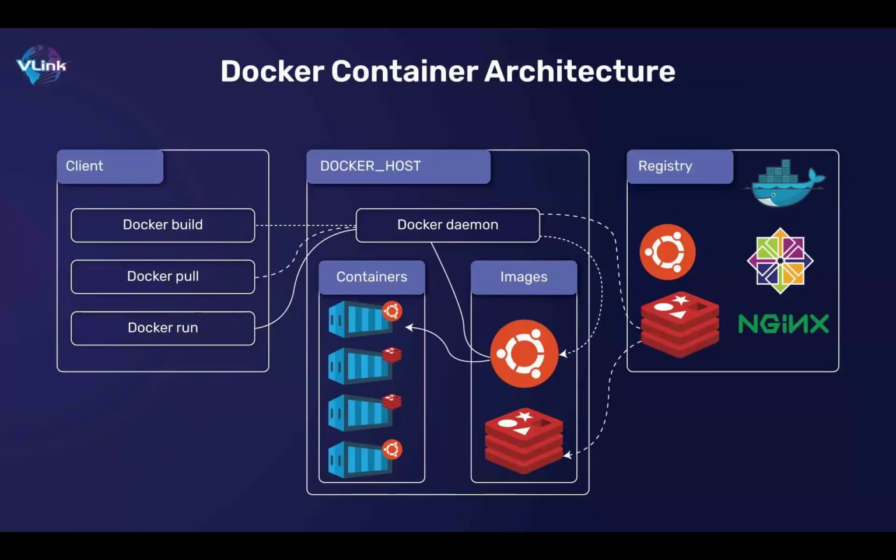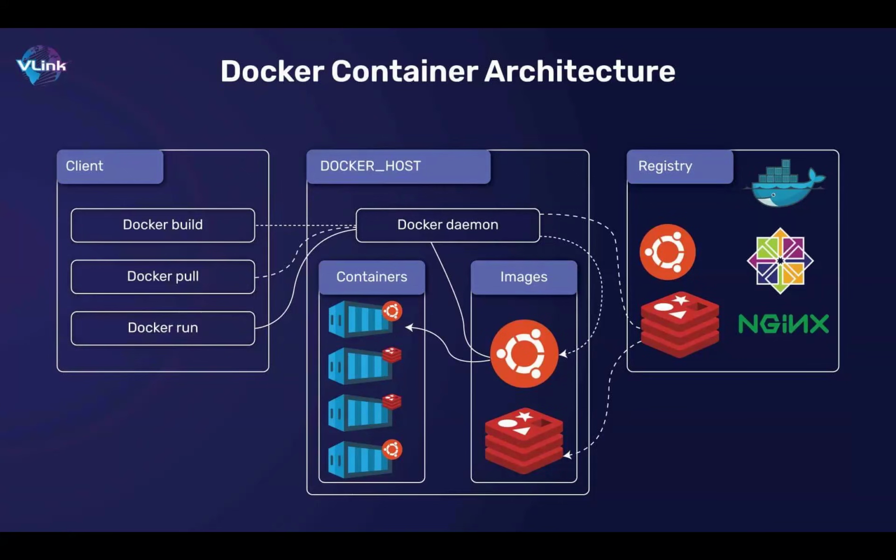Let's understand the architecture, how Docker actually works. Docker has a couple of commands: Docker build, Docker pull, Docker run. Docker build is used to create a Docker image of your application. Docker pull is to pull the image from the Docker hub. And Docker run is to convert your image into a container. These are three small things.